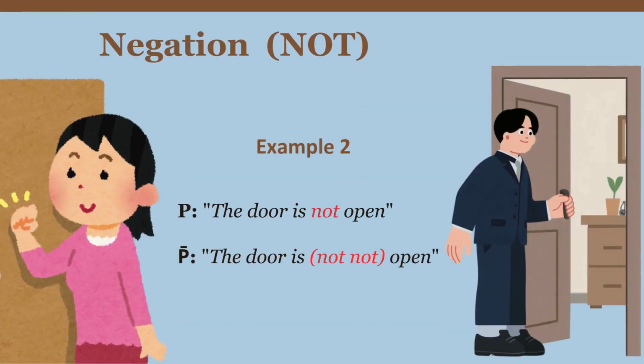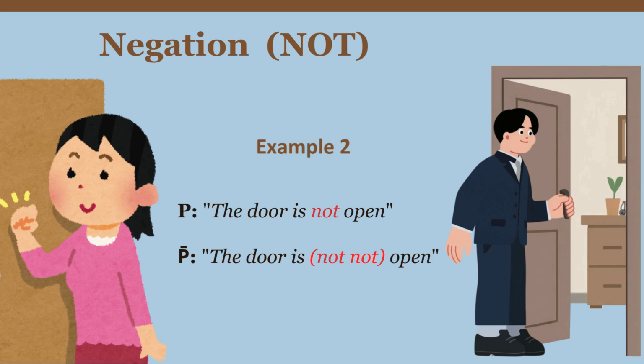Now, see the second example. P is "the door is not open." As you can see, p is already a negation. So, p bar in this case is "the door is open," since the second "not" operator cancels the first "not" operator. So, negation flips the truth value without changing anything else about the statement.